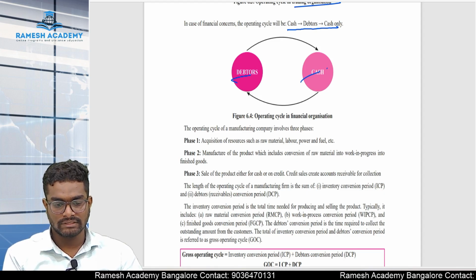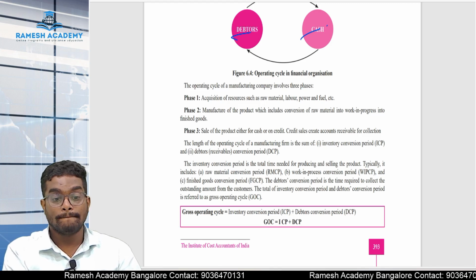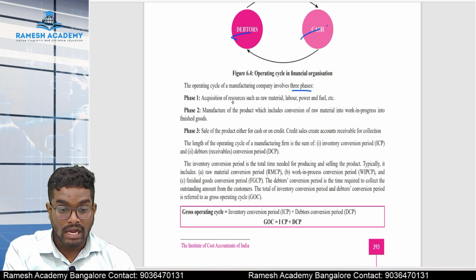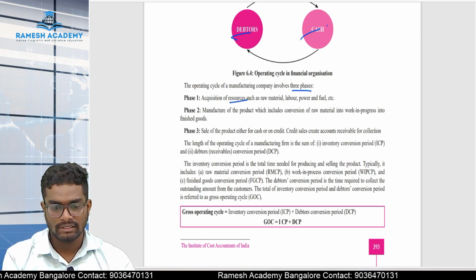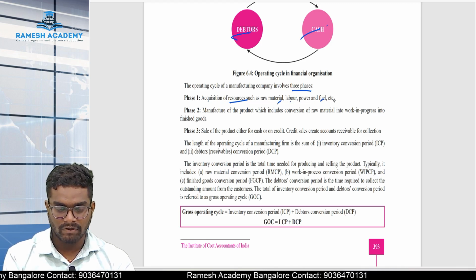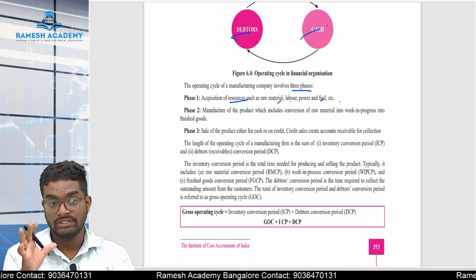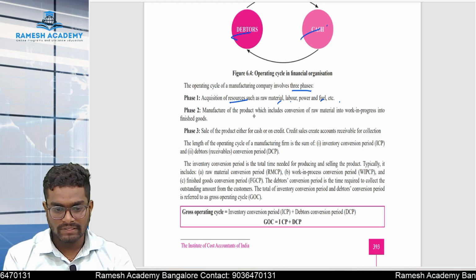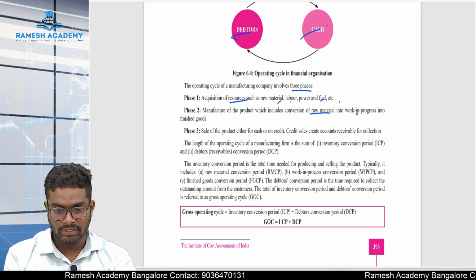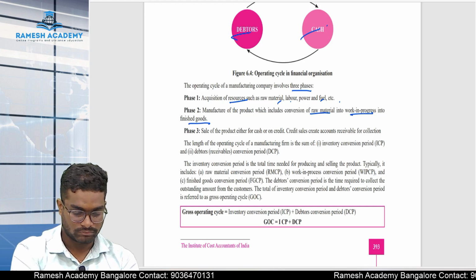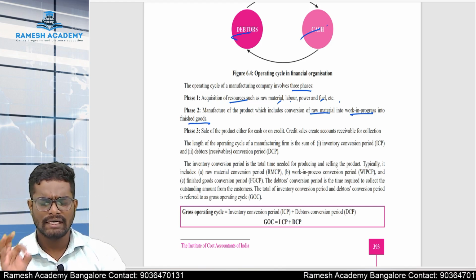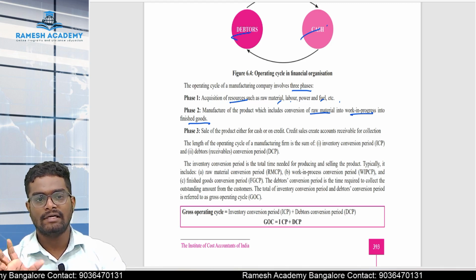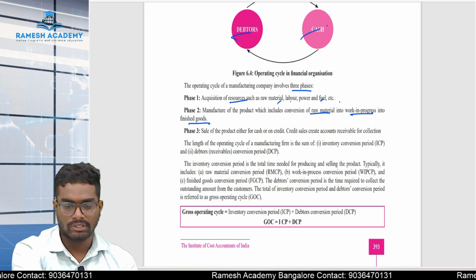So now we will discuss, see, the operating cycle of a manufacturing company involves three phases. First, acquisition of resources, stock, such as raw material, labor, power and fuel, etc. First we will be acquiring the raw materials part. Second, manufacture of the product, which includes conversion of raw material into work in progress or finished goods. So if you are completing 100% in that financial year only, directly go to finished goods. If you have not completed 100%, it will be booked in the work in progress.